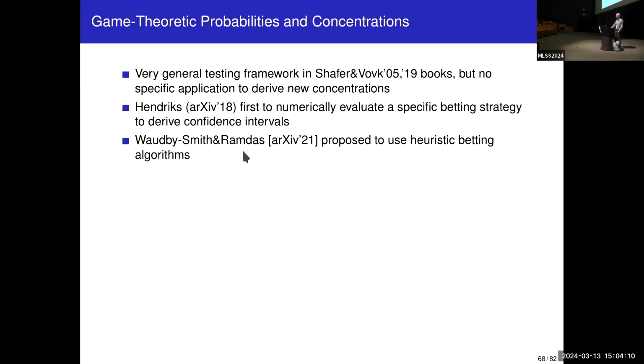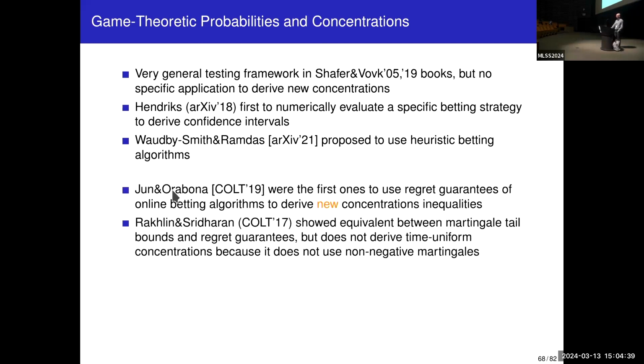recently, Waudby-Smith and Ramdas, in a paper that got a lot of visibility, said the right betting algorithms to use are just heuristics. Let's define a lot of heuristics. In their paper, they have a bunch of them. And their motivation was, theory will never be as good as a heuristic. And so, it doesn't matter what information theory people say, I will design a fantastic betting heuristic, and this will give me very tight concentrations. On the other side, me and Huang in 2019 were the first ones to show that a regret guarantee of a betting algorithm can be transformed into concentration inequalities immediately, and this gives you new concentration inequalities.